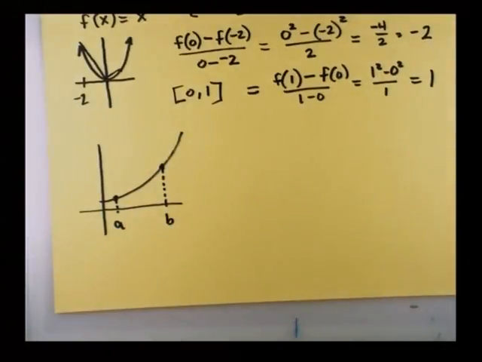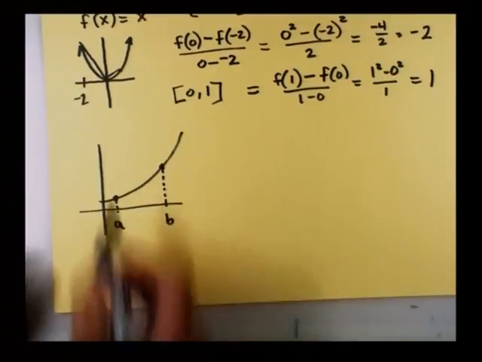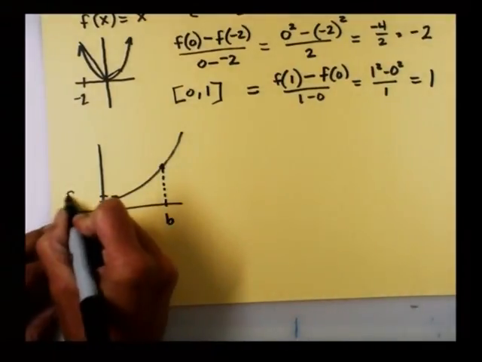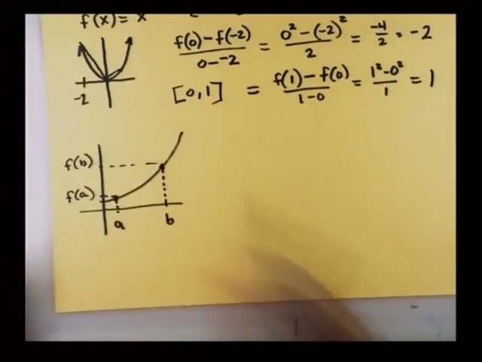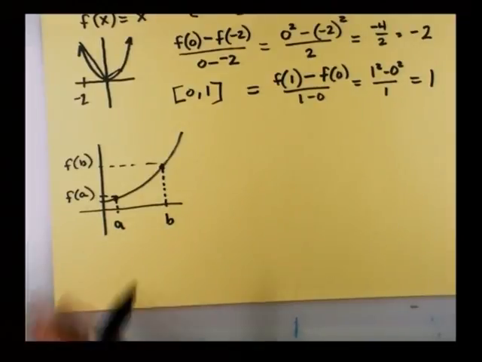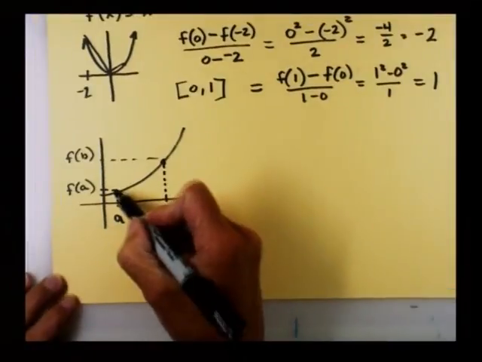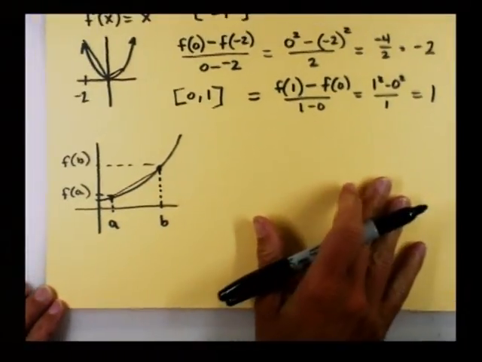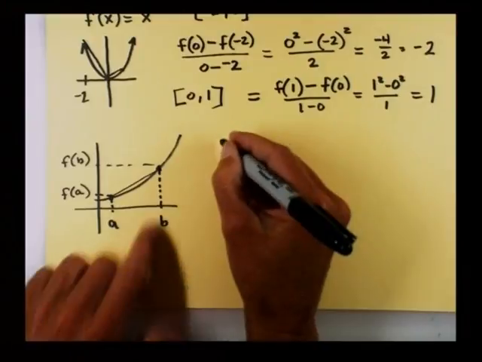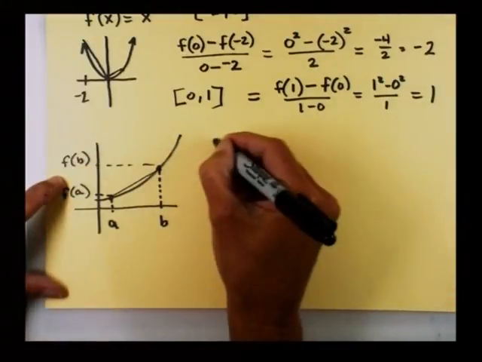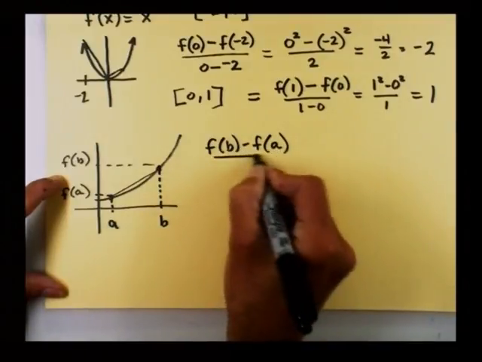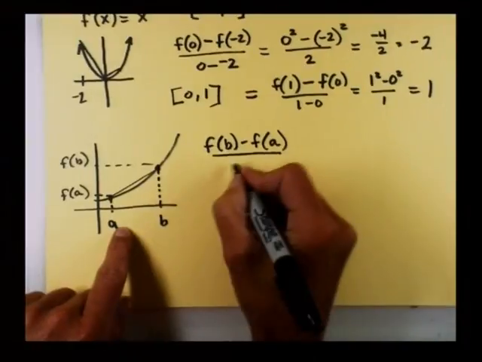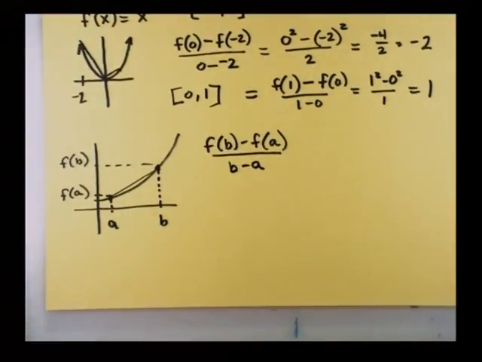Okay, so my x values here are a and b, and my y values then be f of a, f of b. If I were to find the average rate of change between these two, I'm just going to show you symbolically, what I would have would be my change in y, f of b minus f of a, over my change in my x's, b minus a.